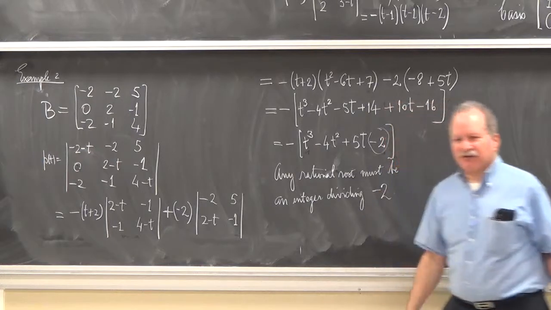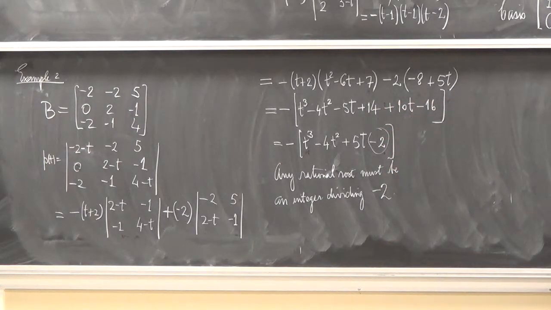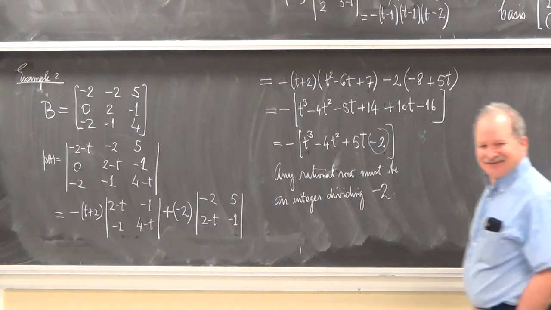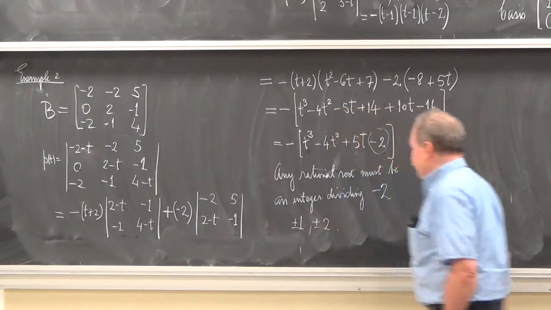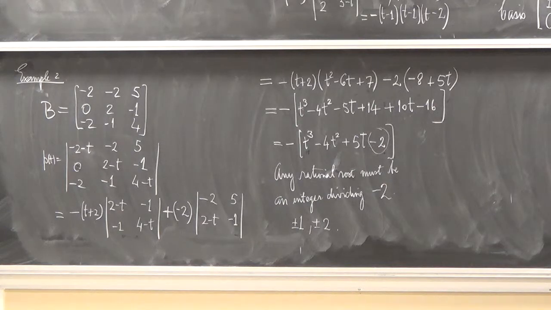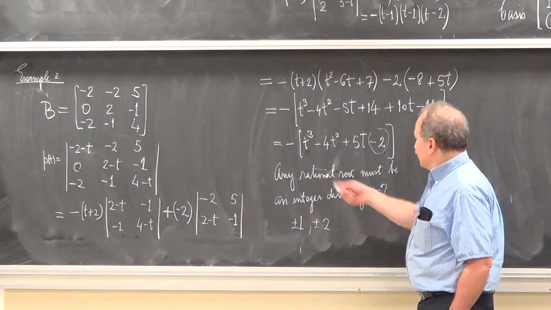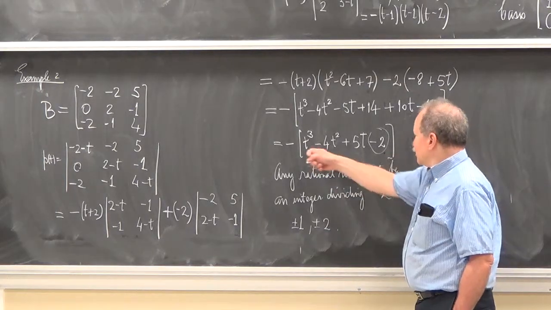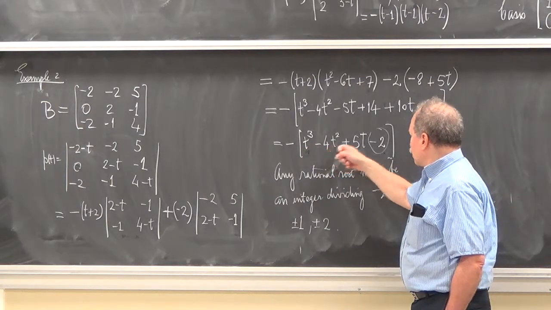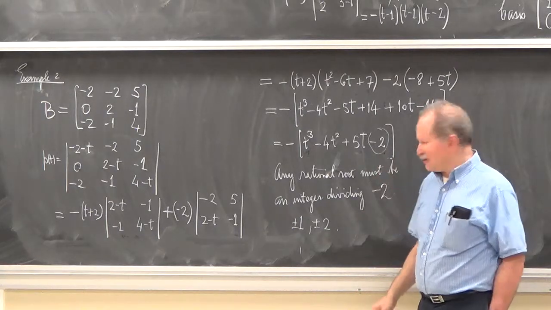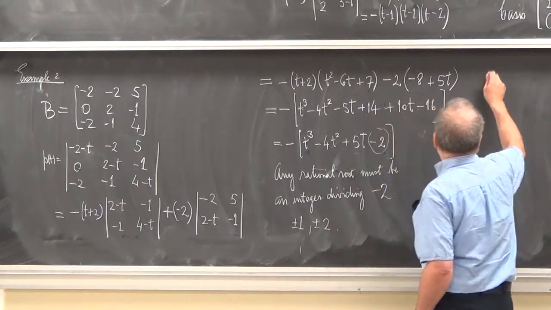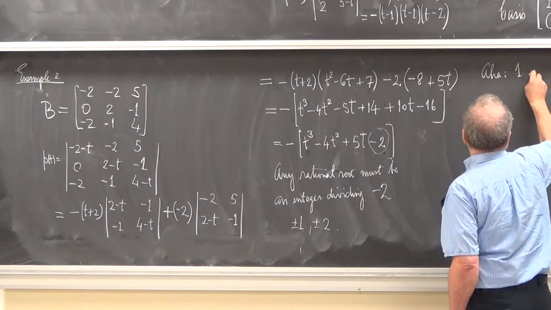So you say to yourself, what integers divide negative 2? Plus or minus 1, plus or minus 2. So, it's like 4 whole numbers? Well, all we have to do is find 1, so let's start with 1. Is it a root? Yes. 1 minus 4 plus 5 minus 2 goes to 0, checks out. Looks like a root. Aha! 1 is a root.